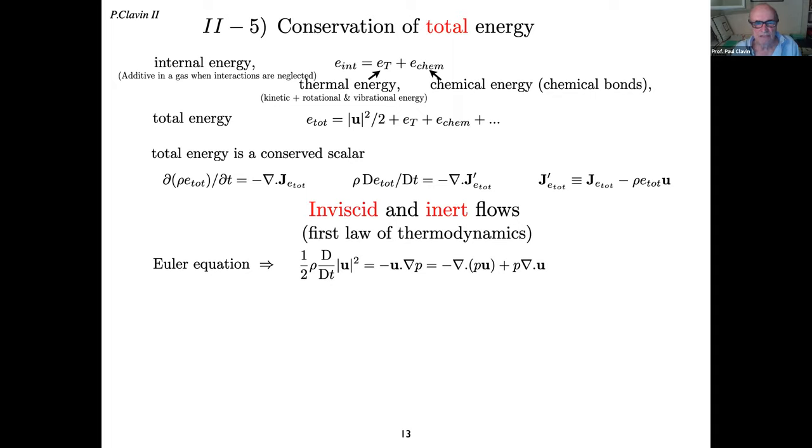When the flow is inviscid and inert, from the Euler equation we will find the first law of thermodynamics. When you multiply the Euler equation by the velocity U, you obtain rho U d over dt U, which is 1/2 d over dt U square. And because you had minus gradient of P, now you have minus U grad of P. You just multiply the Euler equation in scalar form with U. And when you distribute the derivative in space, you can write minus the divergence of PU plus P divergence of U.